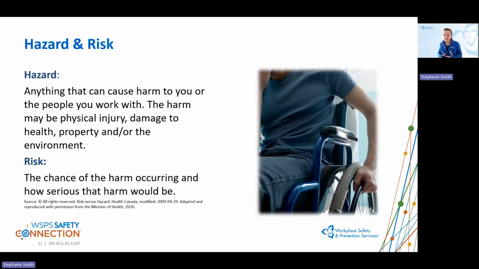And then risk is that chance of that harm occurring and how serious that harm could be. So not every hazard has the same amount of risk level. And that's what we're going to talk about today: how do you assess that risk? How do you know what level of hazard this is? And where do I prioritize my actions after I've done this risk assessment?